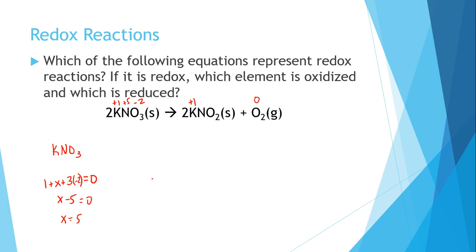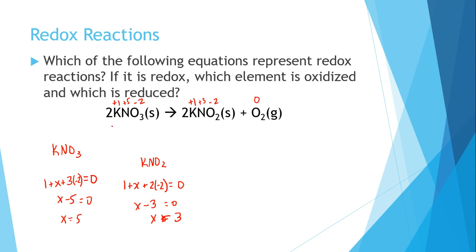When we look at this one, we have KNO2. We're going to equal this to 0. We have 1 from our potassium, X from our nitrogen, 2 oxygen, which gets a -2. When we combine these, we get -4 plus 1, so we get X -3, X equals 3. Note here, my oxygen is still a -2, but my nitrogen is a +3.